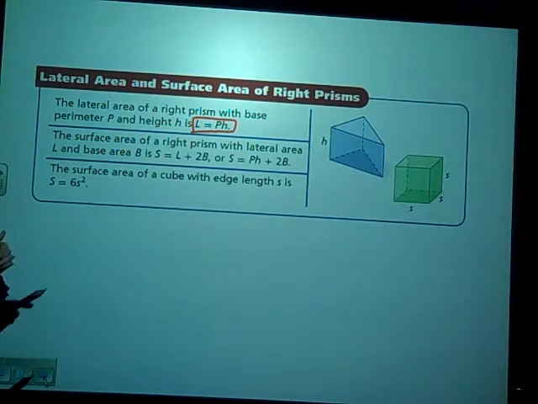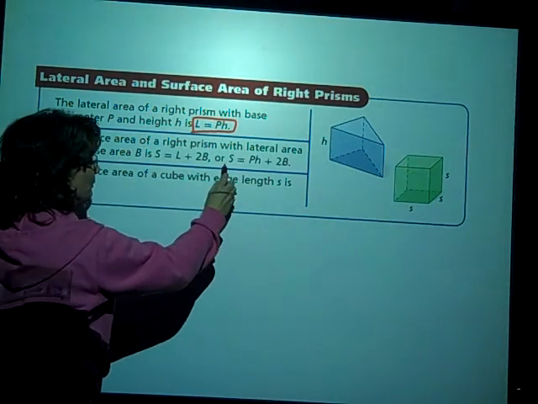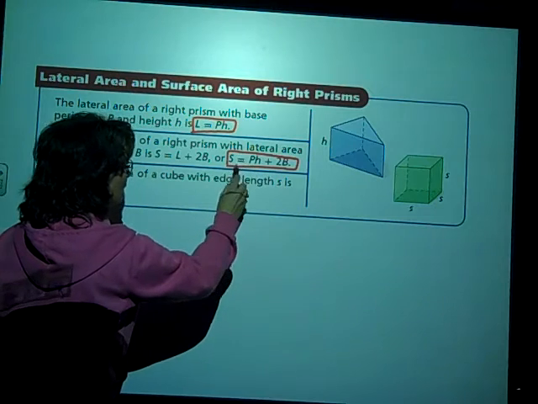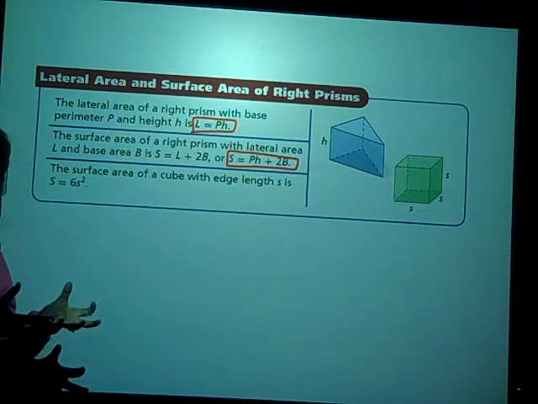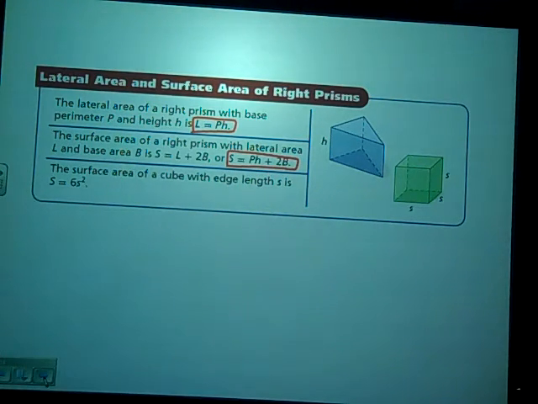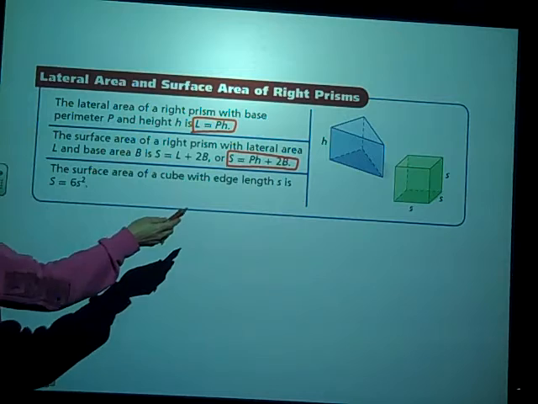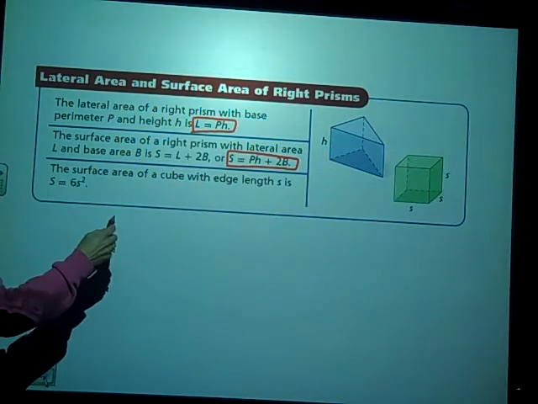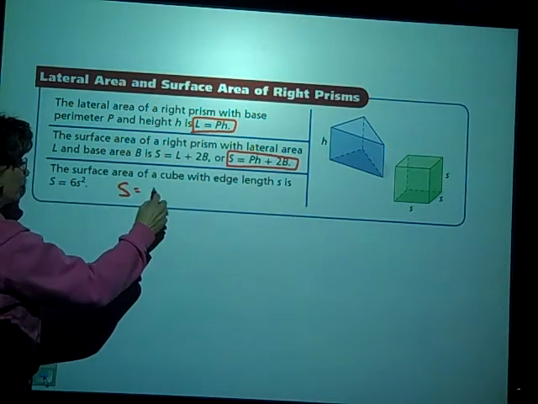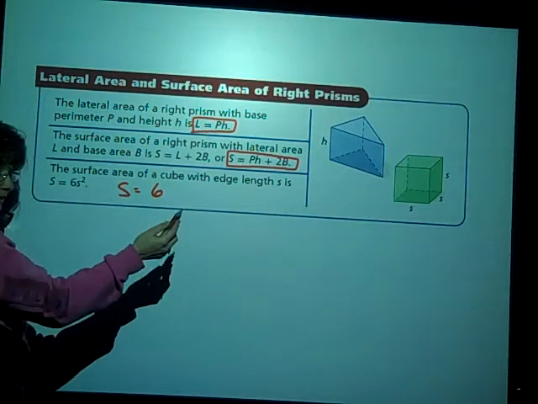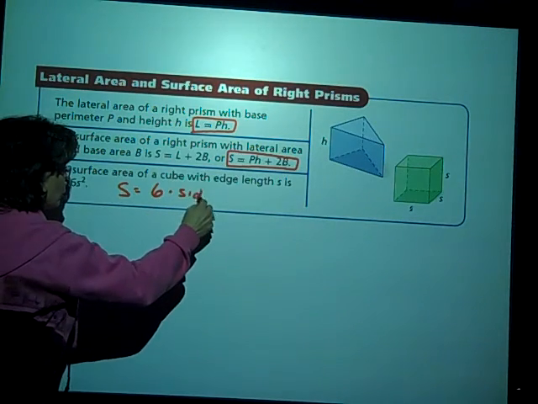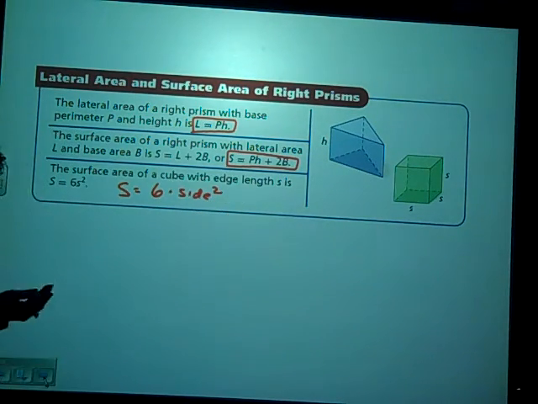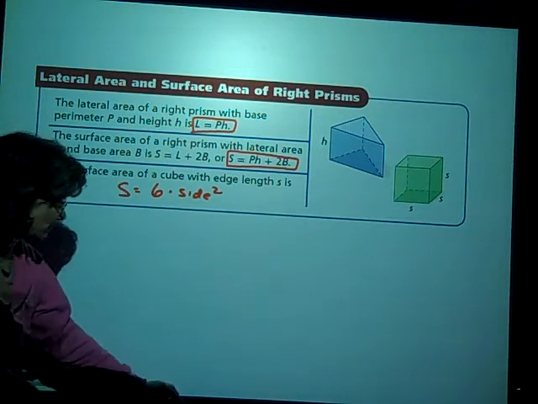Surface area then is going to be that lateral area, perimeter of the base times the height, plus 2 times the base areas, because now you're adding the top and the bottom. And the surface area of a cube, since all the sides are the same, every side of a cube is the side squared, so the surface area equals 6 sides times the side squared. Okay? So that's something to just keep in mind.